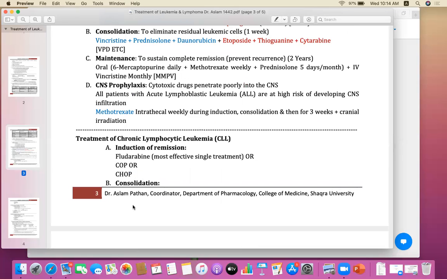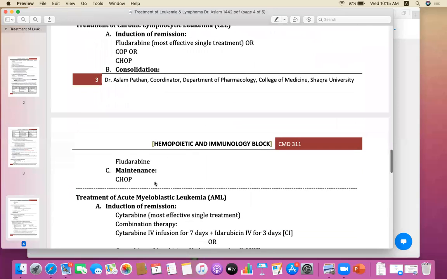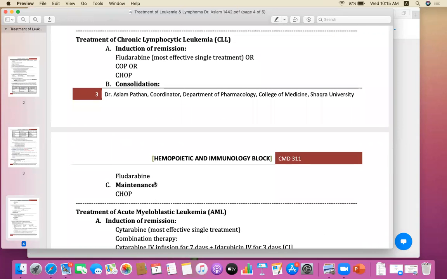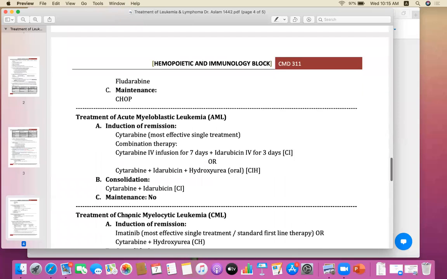Treatment of chronic lymphocytic leukemia: for induction of remission and maintenance, you need the same drug, fludarabine, which is the most effective single treatment, or you can prescribe COP or CHOP. For induction of remission and consolidation, the same drug, fludarabine. And for maintenance, you can provide CHOP.